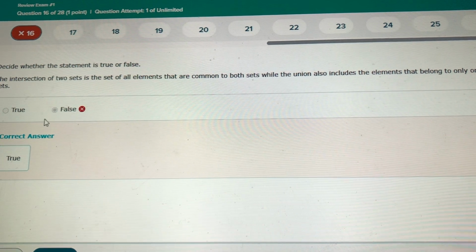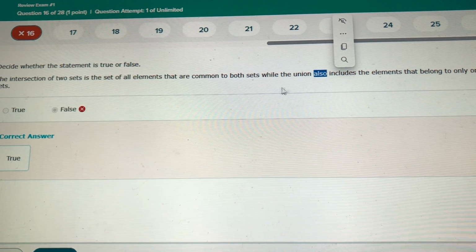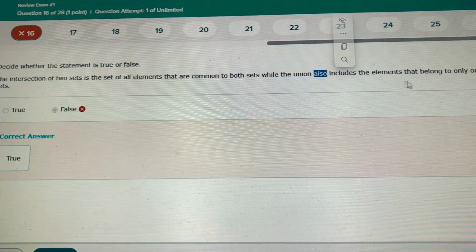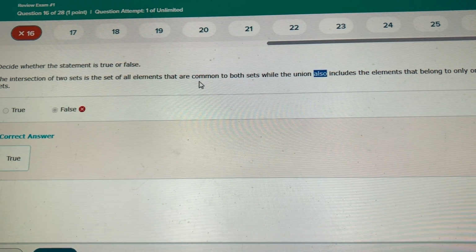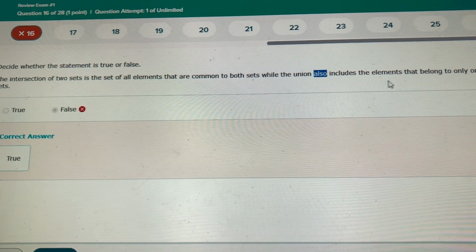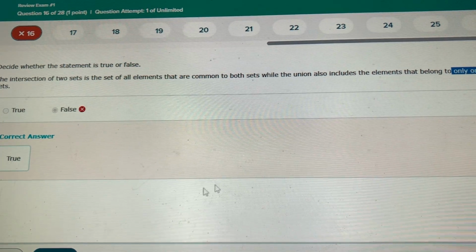But, okay, there's something weird here. The union also, okay, wait a minute, I missed the word also maybe. The union also includes the elements that belong to only one of the two sets. I think it's the wording here. I think what they mean by this word also is that if you do all the stuff they have in common first, I wouldn't do it this way, but if you were doing a union and you wrote all the stuff they have in common first, and then anything that belongs to only one of them, now that's a little misleading in my point of view, because I think they mean only one at a time, not only one. This is a bad question in my opinion.